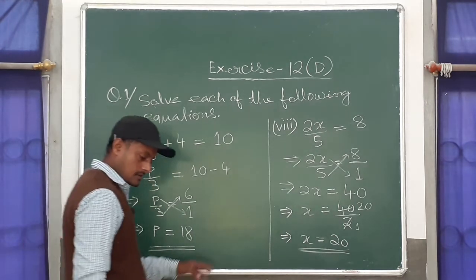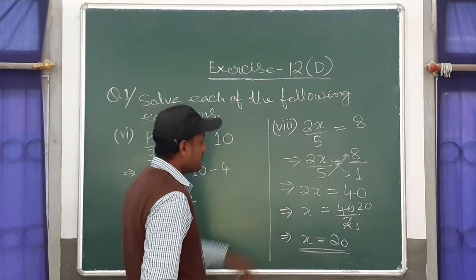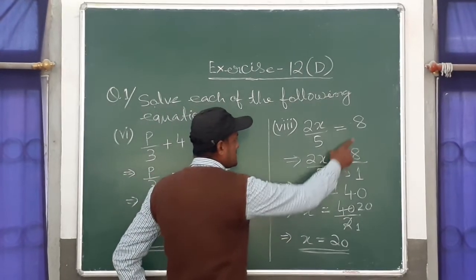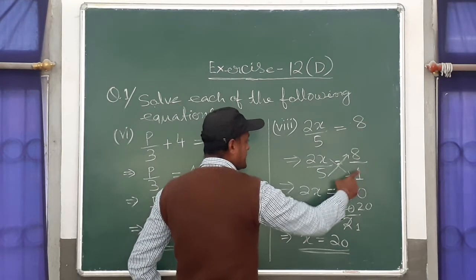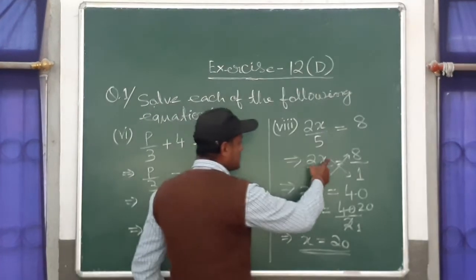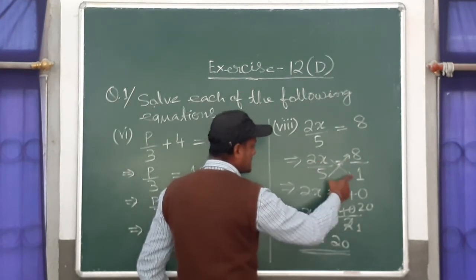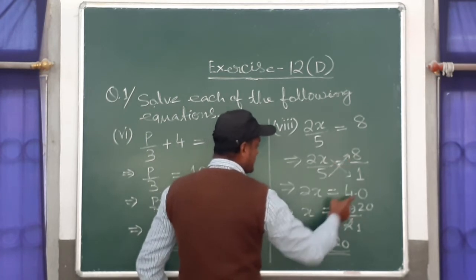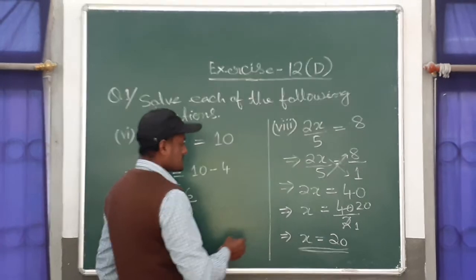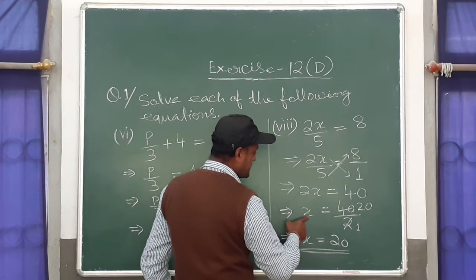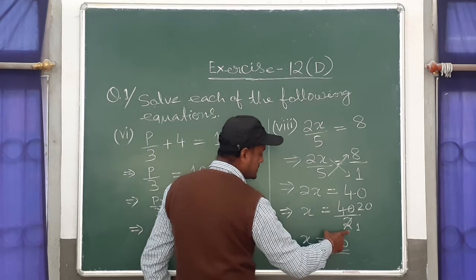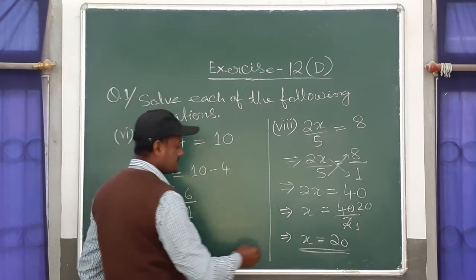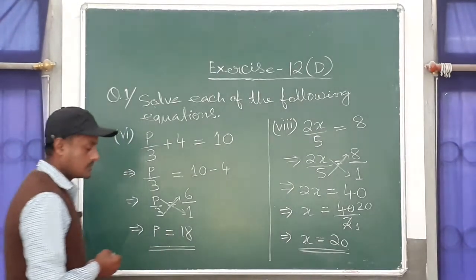Just see once again, part 8, question is 2x upon 5 is equal to 8. So 2x upon 5 is equal to 8, nothing is there, means there is 1. So 8 upon 1, again same way we will do the cross multiplication. So 2x into 1, 2 1 is 2, x will come here. Now 5 8 is 40, 2x is equal to 40. So now we will find the value of x. So x is equal to 40 divided by 2. 2 1 is 2, 2 20 is 40. So what we got the value of x, x is equal to 20.